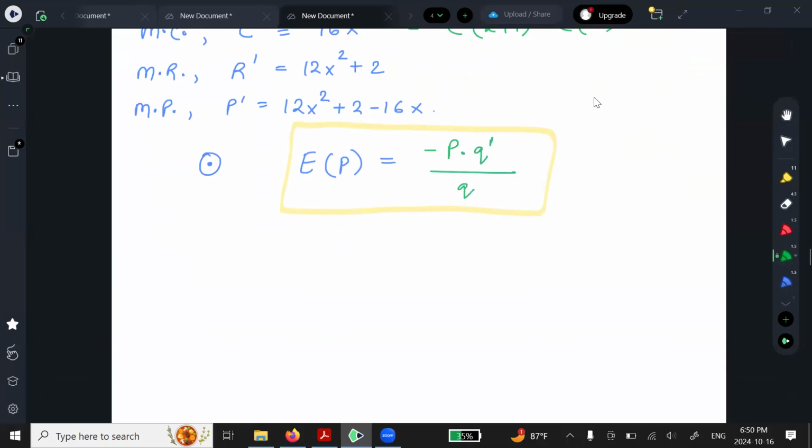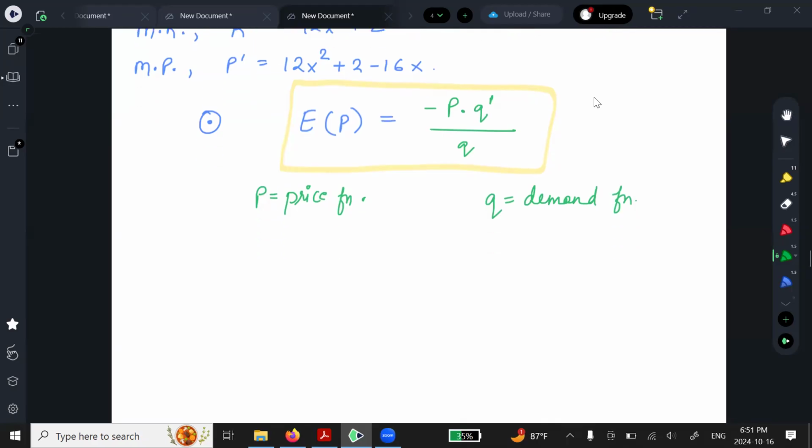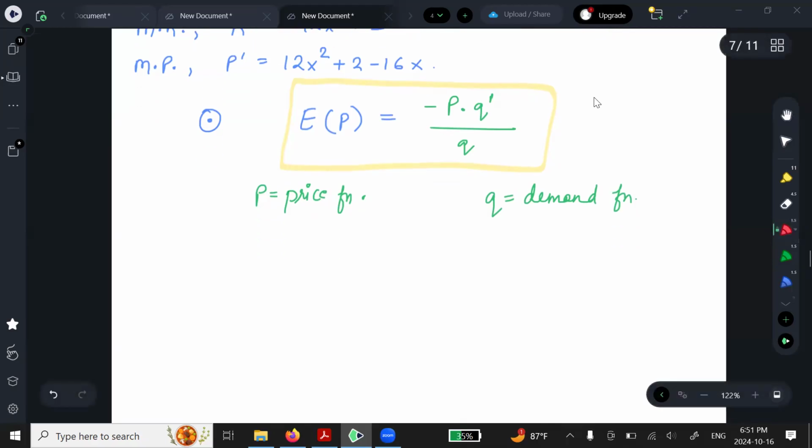Over, right? Where P is the price function, which will be given in the question, and Q is the demand function, right? Because that's what they ask you. How is the demand changing? Is the demand increasing or decreasing if you increase the price or decrease the price? Now, there were 3 things to remember here.